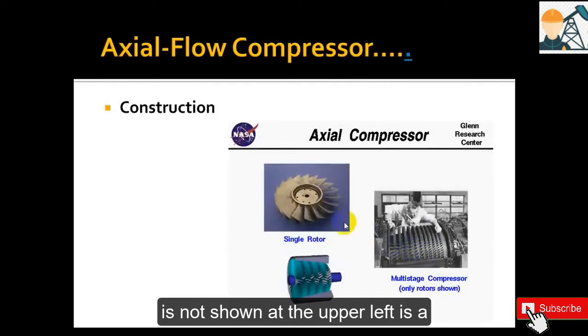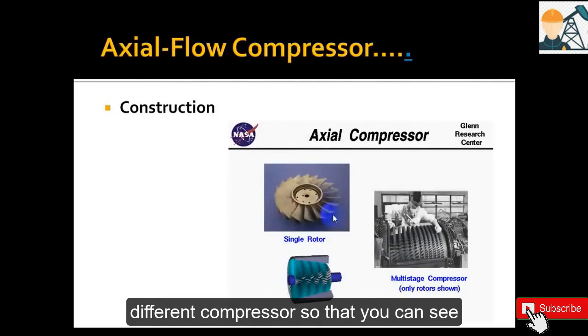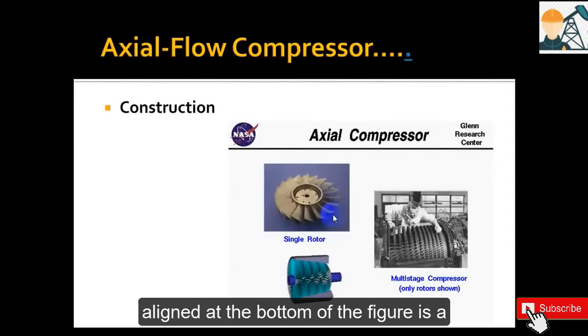At the upper left is a picture of a single rotor stage for a different compressor so that you can see how the individual blades are shaped and aligned. At the bottom of the figure is a computer generated figure of the entire axial compressor with both rotor and stators. The compressor is attached to a shaft which is connected to a power turbine on the right end of a blue shaft. Now the main question is, how does an axial compressor work?